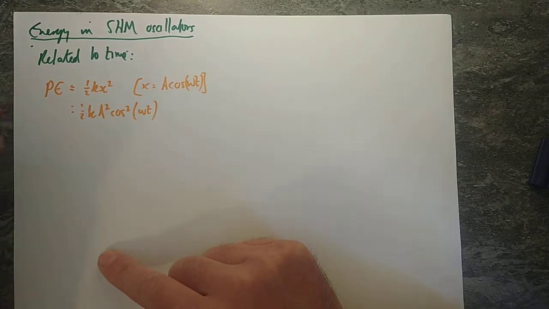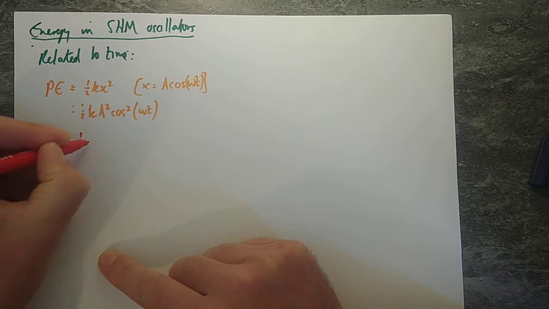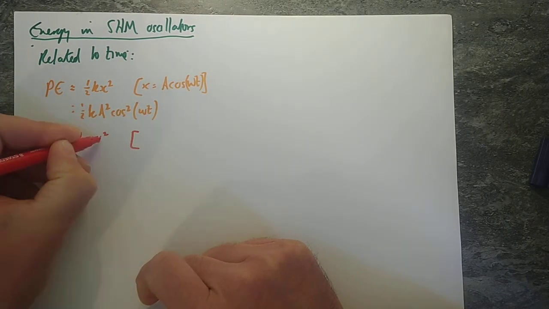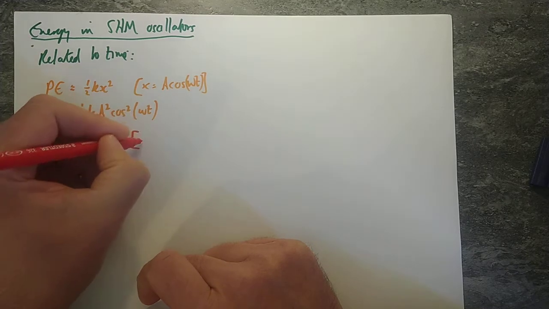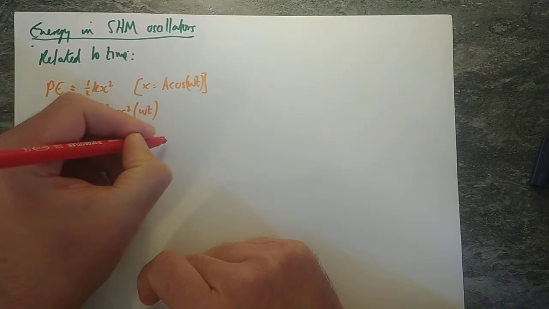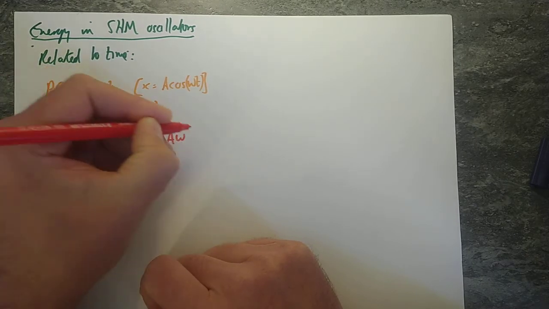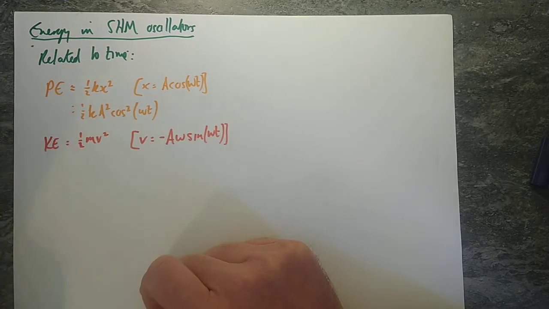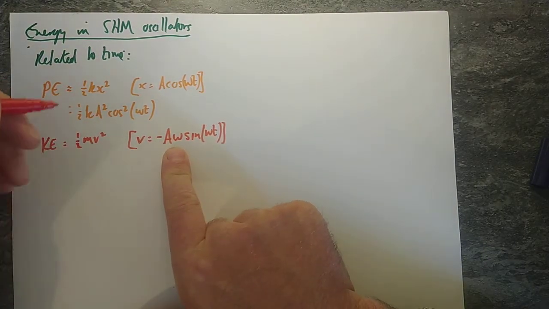Kinetic energy is equal to a half mv squared. Now we need to get rid of the v. m is a constant, half is obviously a constant, so we need to find an equation to bring time into this equation. So we're going to go v equals minus a omega sine omega t. So we need to square this to substitute it in.